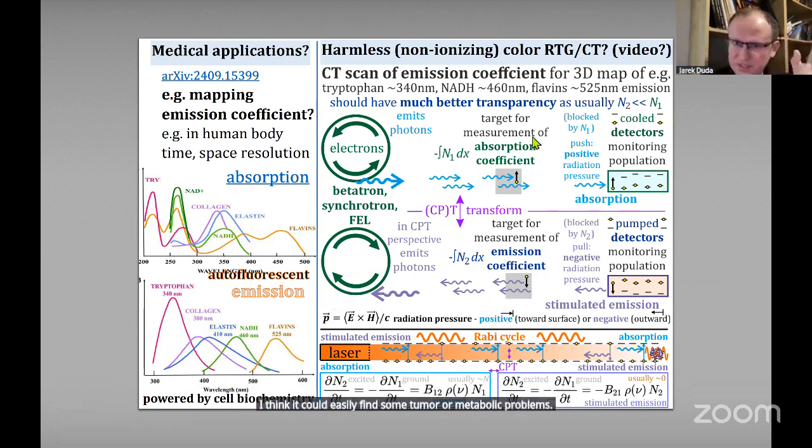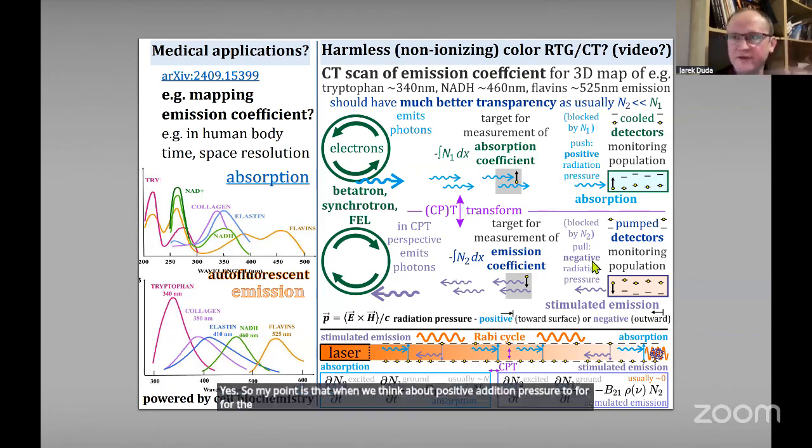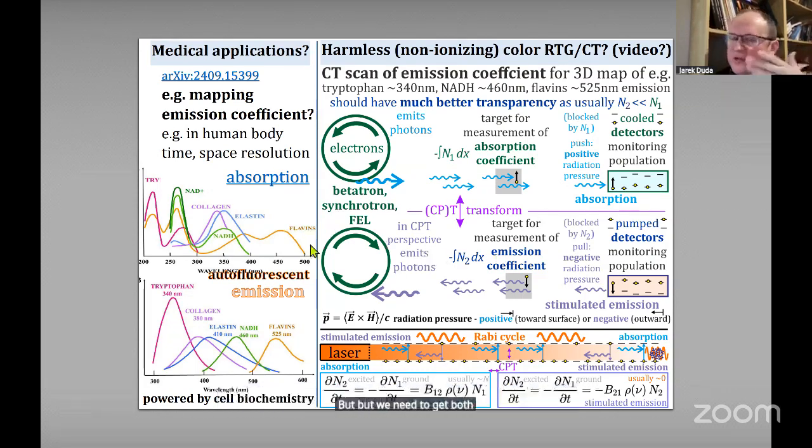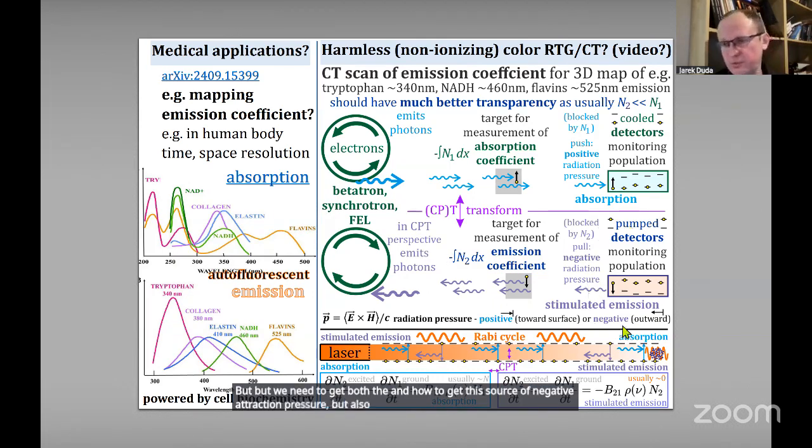Yeah, so my point is that when we think about positive radiation pressure for scanning, using negative has lots of advantages. But we need to get both this source of negative radiation pressure, but also we would need a special detector, which is originally pumped, and then we monitor its population. So it's much more difficult to also get such a detector.